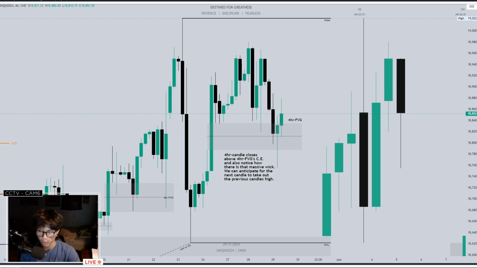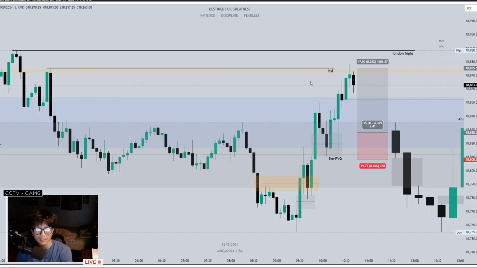Now, when I say a market structure shift, it's just an addition to an already existing trade idea. This is what I mean. So we're on the 4-hour time frame right now. We want to go onto the lower time frames to have extra confluences. So we go on to the 5-minute time frame.